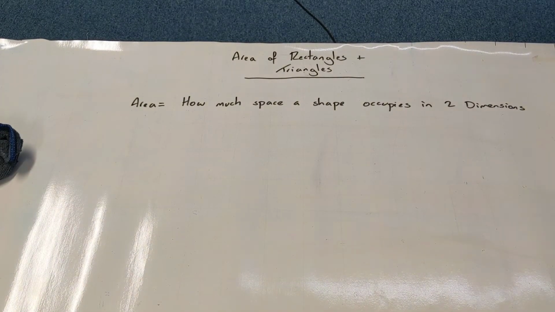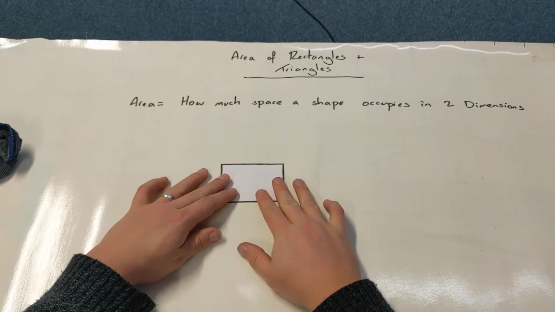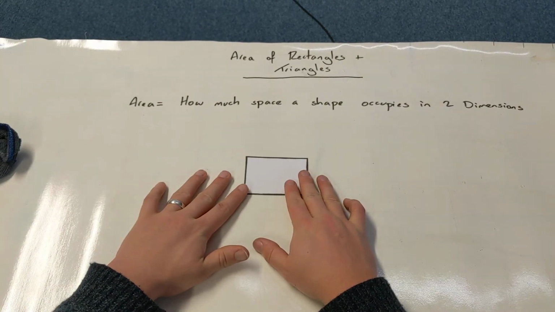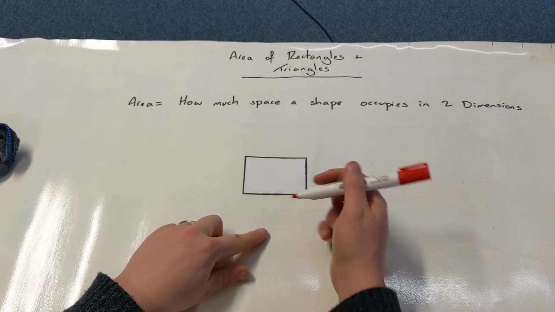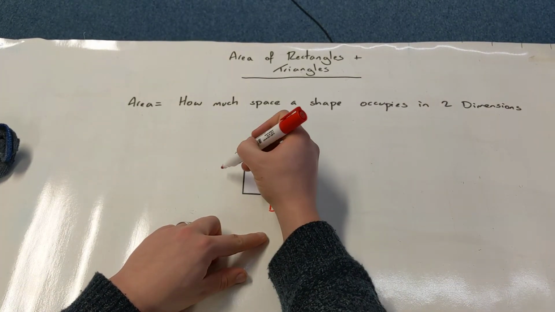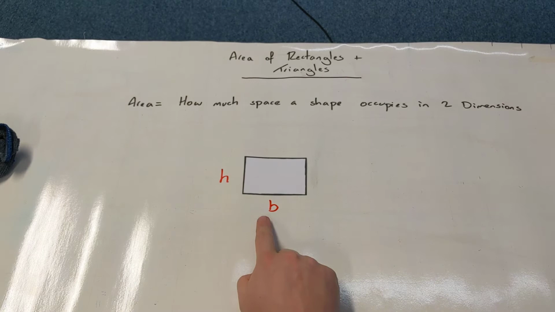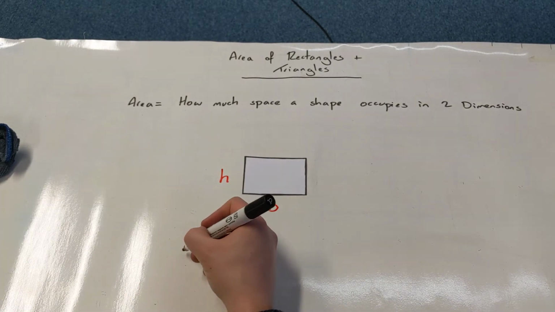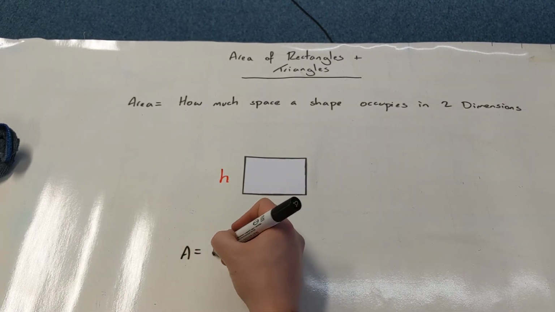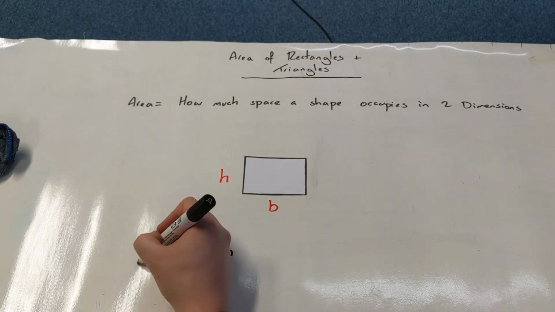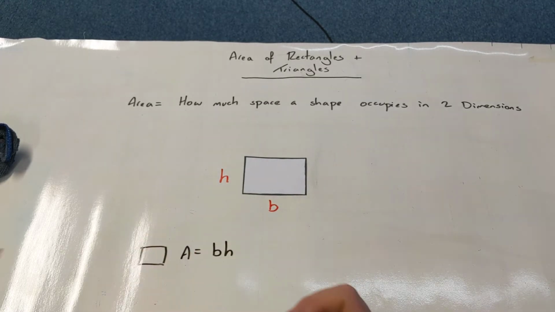So, let's say I've got a rectangle here. And it's got a base. And it's got a height. If I wanted to work out the area of this, the area is going to be the base times the height. This is for a rectangle. However, what do I do if I want to work out the area of a triangle? And what we're going to be looking at is we're only going to be focusing on right-angled triangles, really.